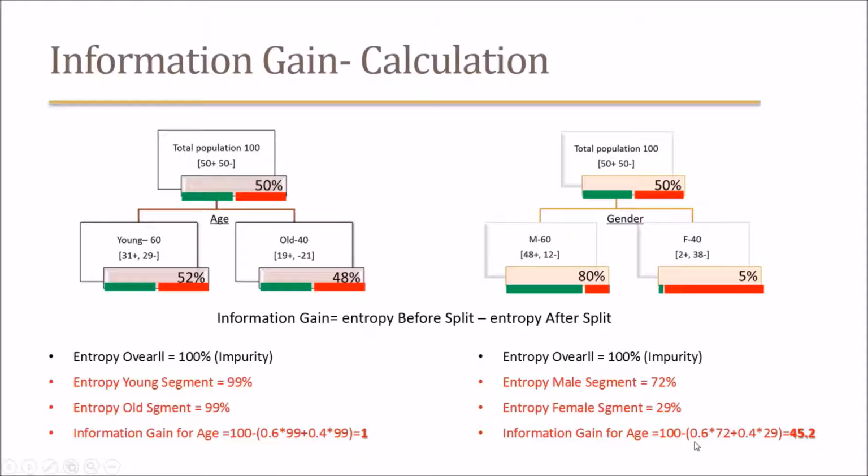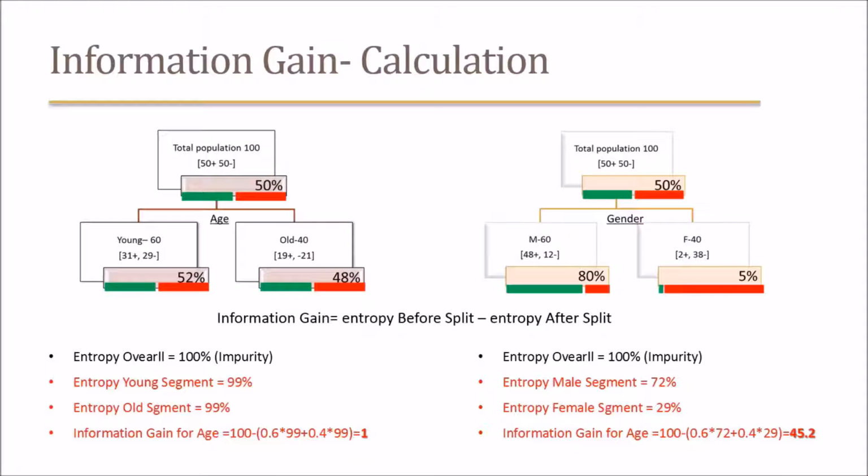So before the split minus 0.6 into 72%, because I'm calculating the weighted average here. The male population is 60% of the overall, the female population is 40% of the overall, so 0.4 into 29%. Total information gain is 45.2. So we have the overall entropy at the root level, and then information gain when we split it into segments. We can find out the entropy before the split and then subtract the entropy after the split. That gives us information gain.